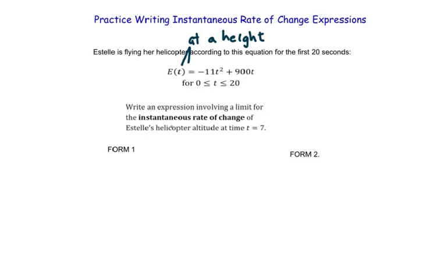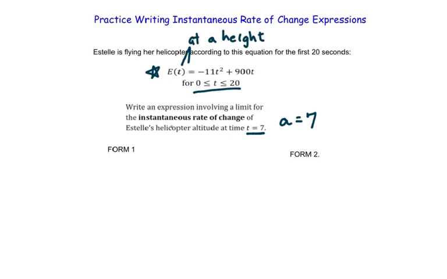So Estella's flying her helicopter, and it should be at some height according to this equation for the first 20 seconds. So you've got this equation for E of t, which gives us height, and there's our interval of time. And I want to write an expression involving a limit for the instantaneous rate of change of the height of Estella's helicopter at time t equals 7. So this is going to be what goes in my a position, because that's the specific point.